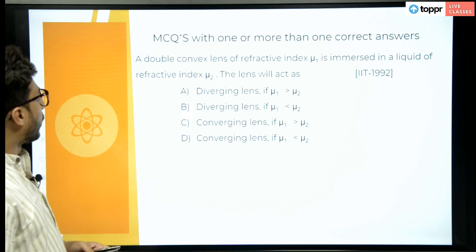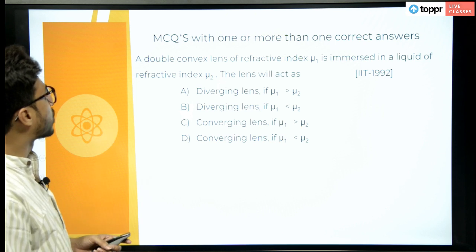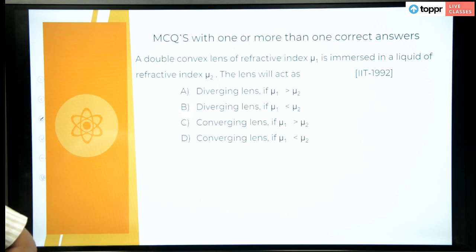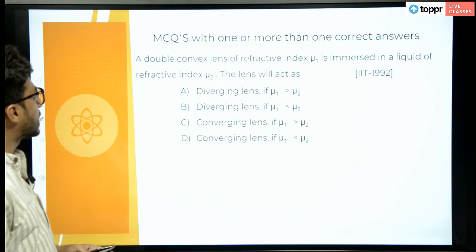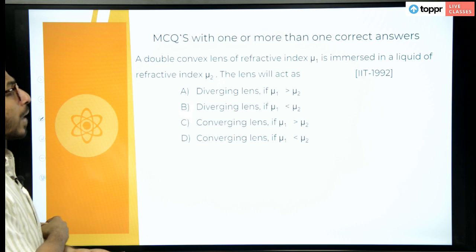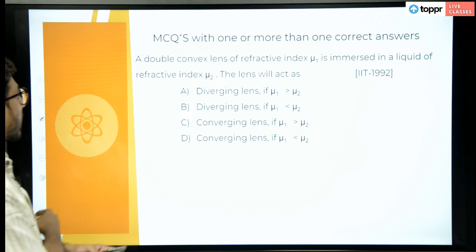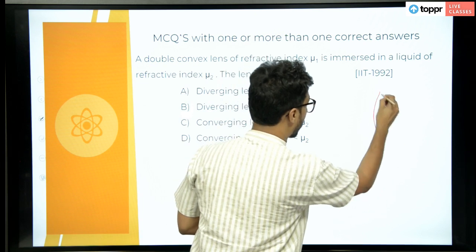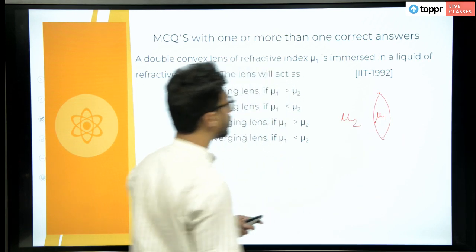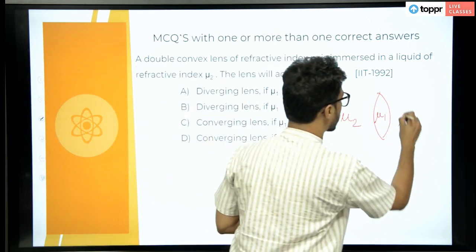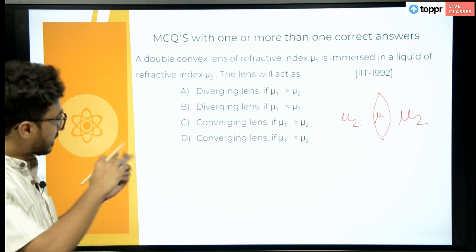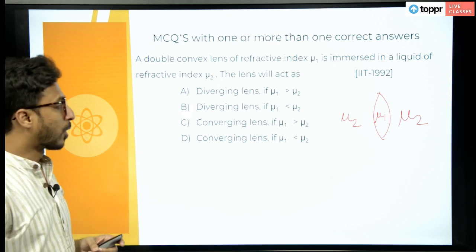Okay, now there will be a few questions, the MCQs with one or more than one correct answers, right? Let us try to see. A double convex lens of refractive index mu1 is immersed in a liquid of refractive index mu2, right? This is mu1 and this is mu2. The lens will act as diverging, converging, some conditions are given.